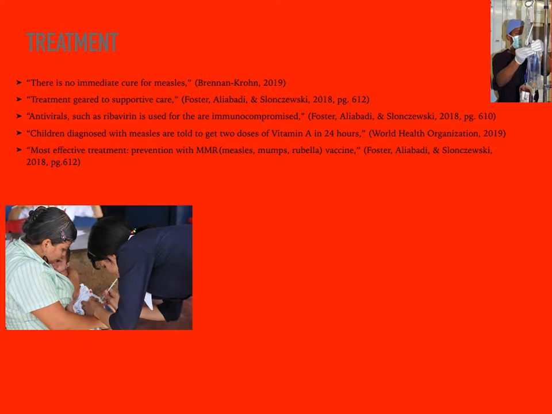Treatment. Unfortunately, there is no immediate cure for measles. Treatment is usually geared towards supportive care, which includes giving fluids as well as vitamins to help the person's body fight the virus. Children who are diagnosed with measles are told to get 2 doses of vitamin A in 24 hours in order to replenish themselves. The most effective treatment, and this is very important, is prevention with the MMR vaccine, which combines strains of measles, mumps, and the rubella virus into one vaccine, which offers maximum protection.